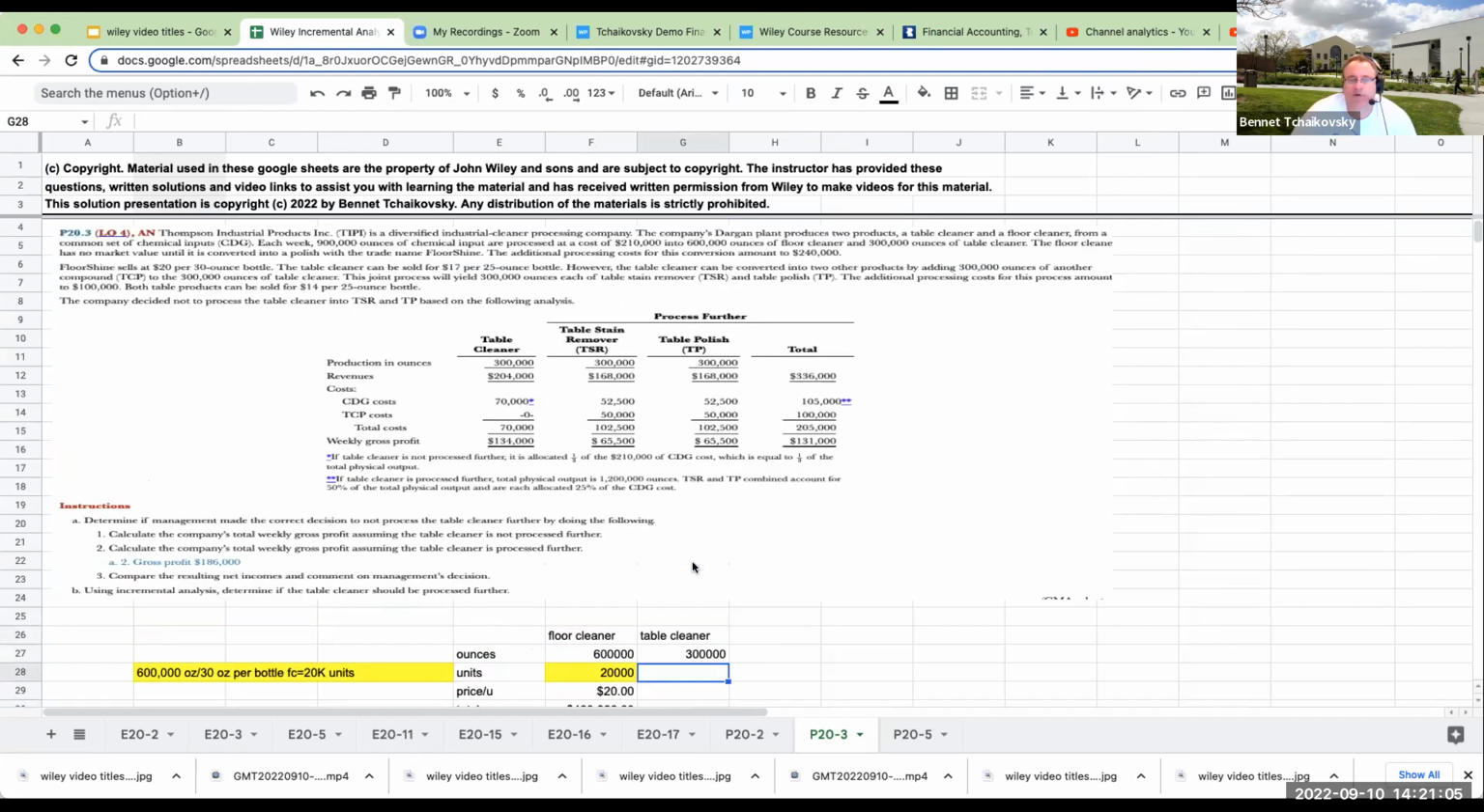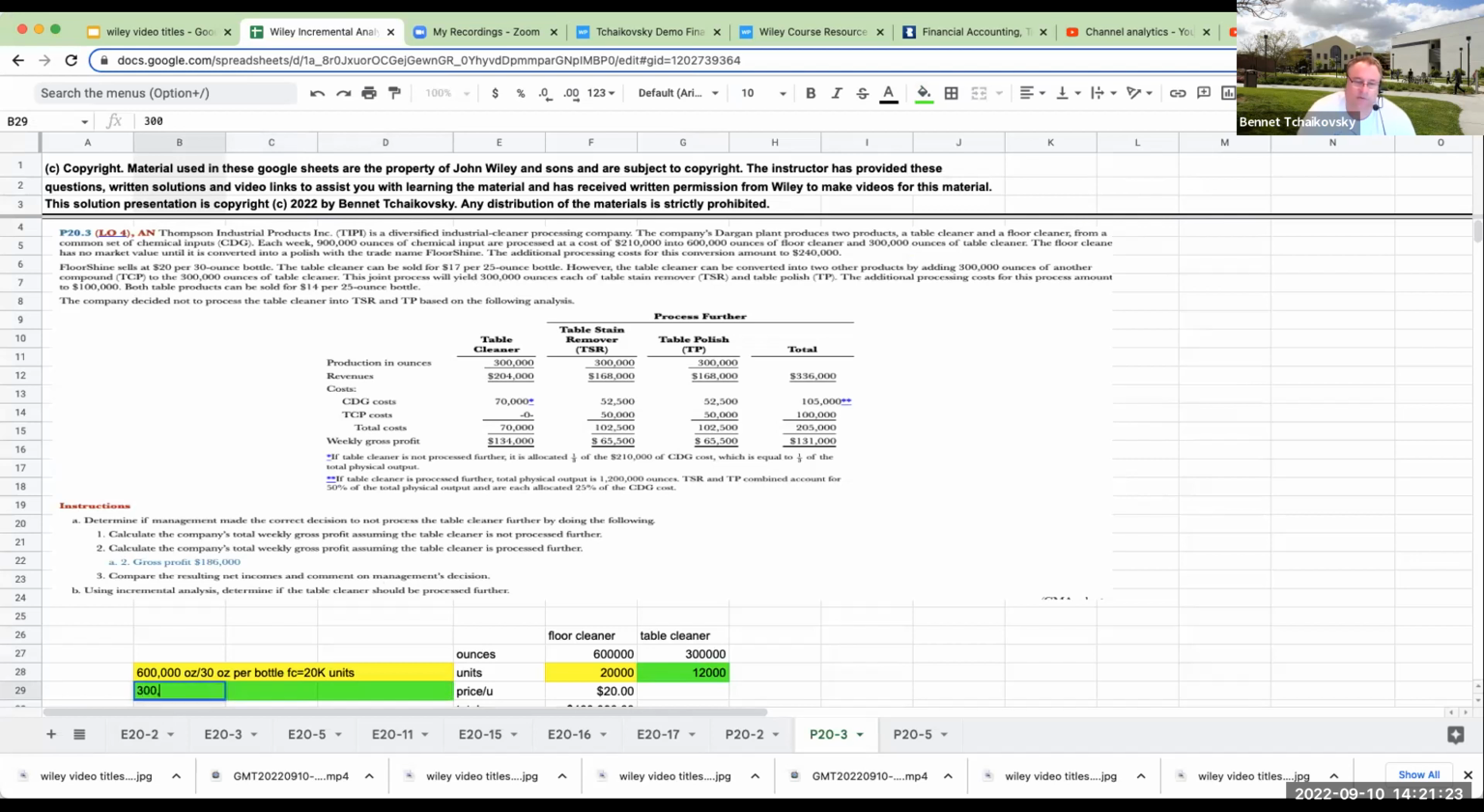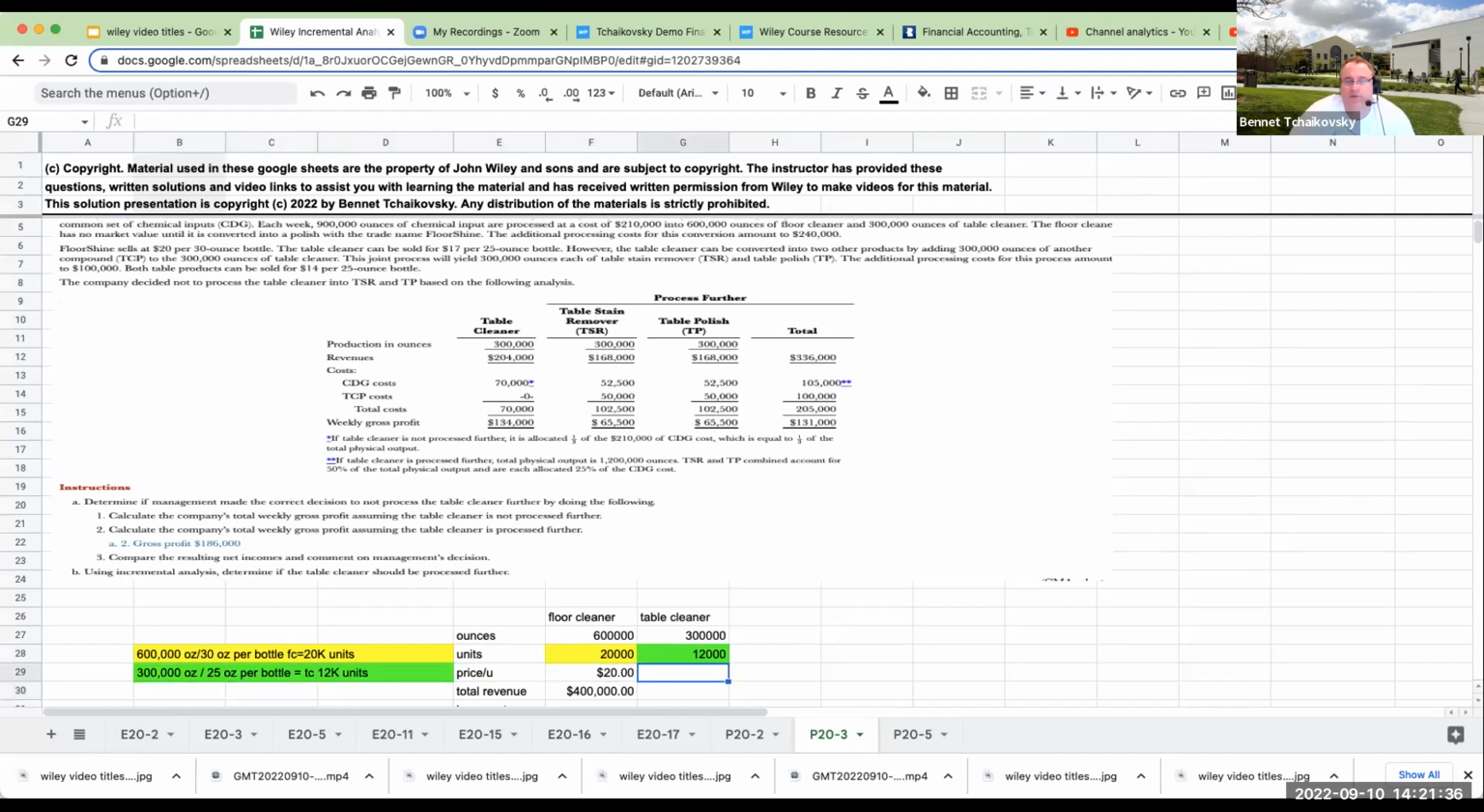At the same time, the table cleaner can be sold for $17 for a 25-ounce bottle. In terms of units, if I take 300,000 ounces divided by 25 ounces per bottle, that gives me table cleaner of 12,000 units. This sells for a price per unit of $17.